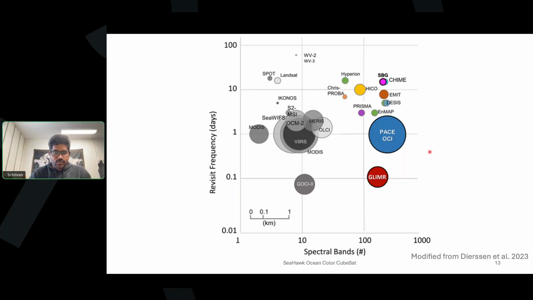I would like to revisit the figure which I've shown before, and this is where the Seahawk falls. It has around 8 spectral bands, a 16-day revisit frequency, and 120-meter spatial resolution. So Hawkeye provides 8 spectral bands with 120-meter spatial resolution, and it had a revisit frequency of 16 days.